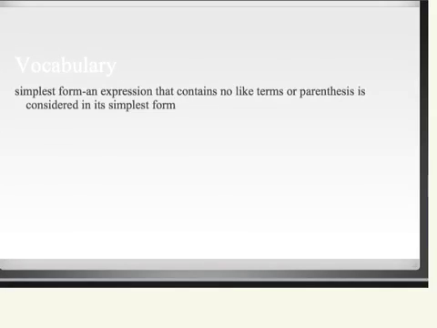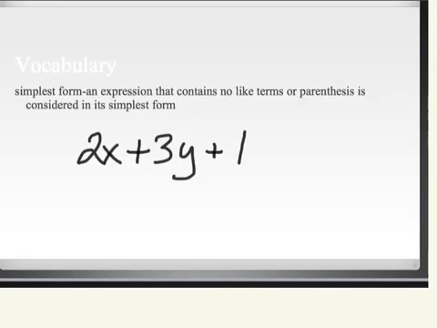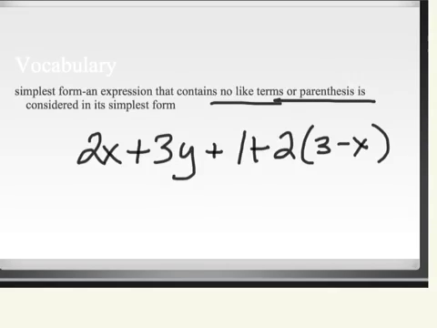Our next vocabulary term is simplest form. To make sure an expression is in its simplest form, you want to make sure there's no parentheses and there are no like terms. So if I have 2x plus 3y plus 1 plus, I'm doing a lot of addition here, 2 times 3 minus x. Let's say I had something wild like that. This definition tells me that I cannot have any parentheses nor any like terms when I'm done with the expression, and this clearly is not in its simplest form.